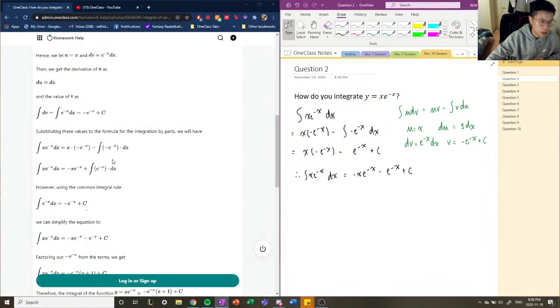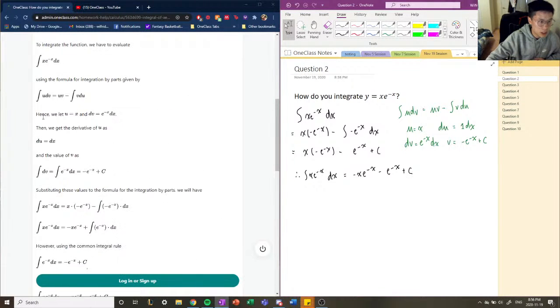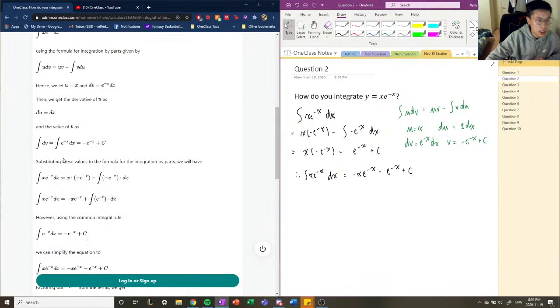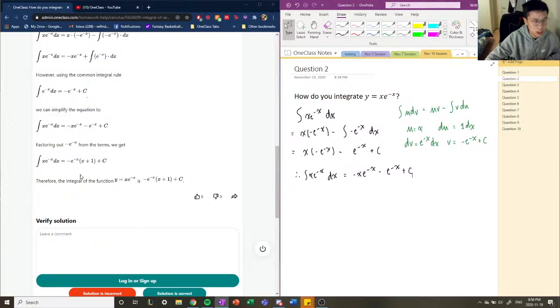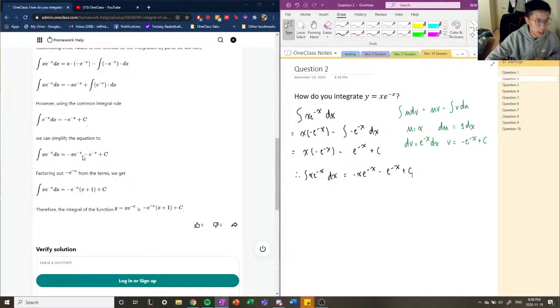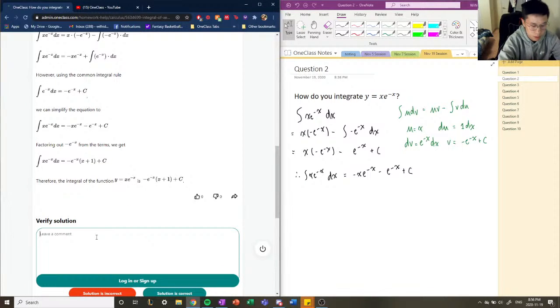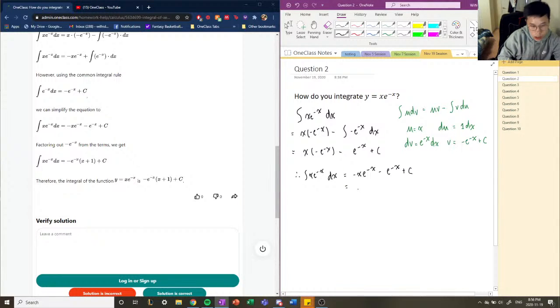The junior tutor also came to the same solution. They used integration by parts. They stated the formula for integration by parts, found their substitution variables, and solved the integral to come to the solution here, which is negative x times e to the negative x minus e to the negative x plus c. The only difference in our solution is that they factor out negative e to the negative x. So maybe I should write out that solution, just to be consistent with this. So this equals negative e to the negative x times x plus 1, plus c.